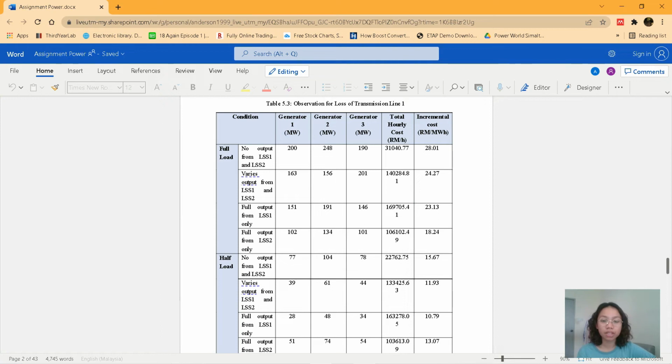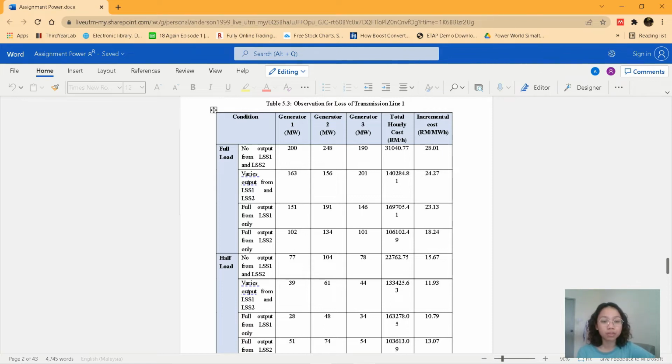Based on the simulations that have been done, the data is tabulated and the observation for loss of transmission line 1 is as shown here. If we compare the full load and half load scenarios, using the first case, which is no output from LSS1 and LSS2, we can see that the full load scenario has a higher, more expensive total hourly cost and incremental cost. For example, here the total hourly cost is 31,040 ringgit and 70 cents, while for half load it is only 22,762 ringgit and 75 cents.